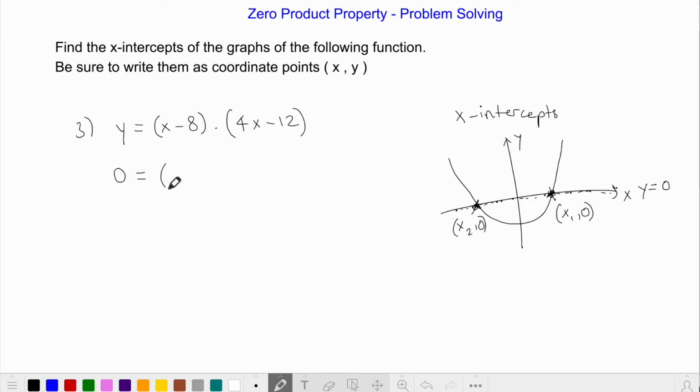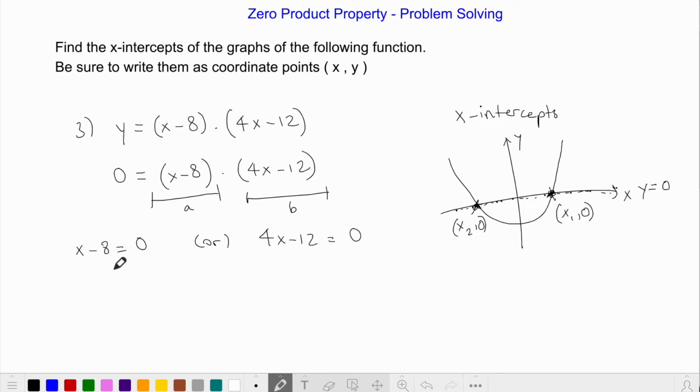So y is equal to 0, and we have x minus 8 times 4x minus 12. So here we are multiplying two variables and the result should be equal to 0. By using zero product property, either the first variable a has to be 0, or variable b has to be equal to 0 to satisfy the equation. So x minus 8 is equal to 0, or 4x minus 12 is equal to 0.